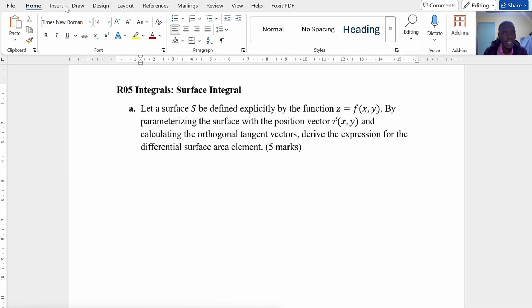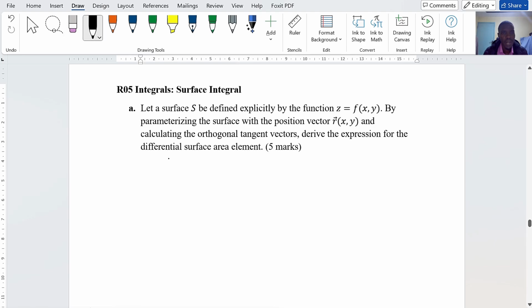So the first thing, let's parameterize our surface by x and y. So the first thing, we are going to parameterize S with x and y. So that is what we're going to do.